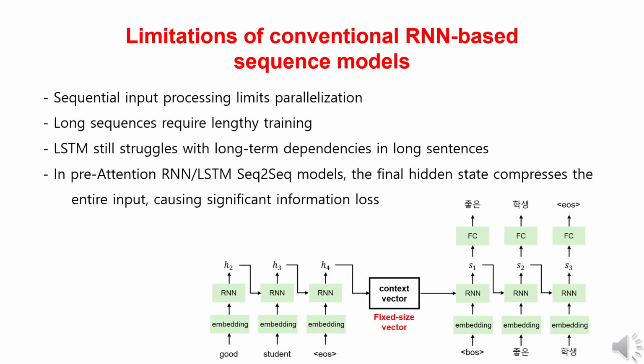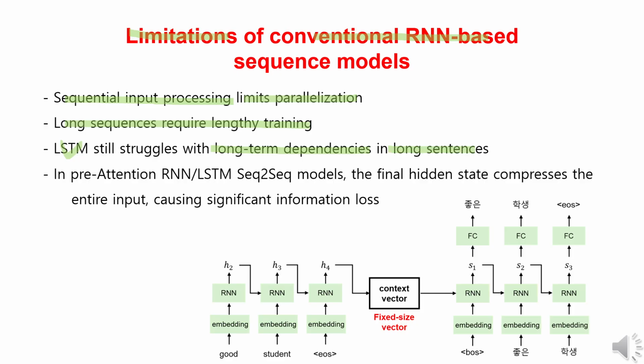First, let's look at the limitations of traditional RNN-based sequence models. Because these models process inputs sequentially, parallel computation is difficult, and training on long sentences takes a significant amount of time. LSTMs addressed some of these issues, but long sequences still suffered from the long-term dependency problem.